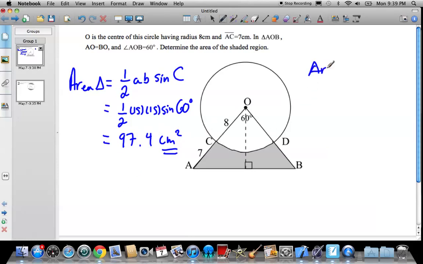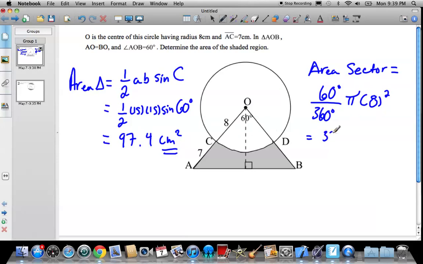So the area of my sector, hopefully you remember this, is equal to theta divided by 360. So this guy, 60 divided by 360, pi r squared. So r in our case is 8. Let me work that out. 64 times 3.14 times 60 divided by 360. So it works out to be 33.5 centimeters squared. At this point you might want to check to make sure your numbers are okay. I've got my units. This guy is smaller than that guy, so that looks okay.